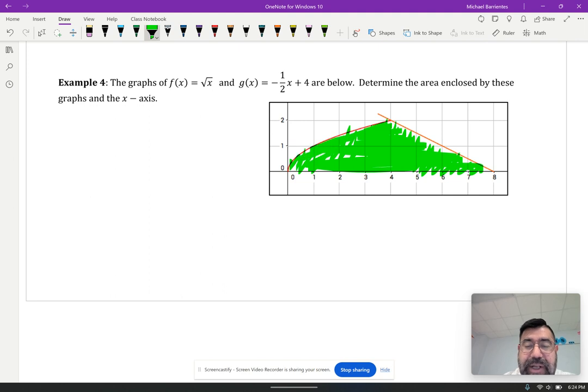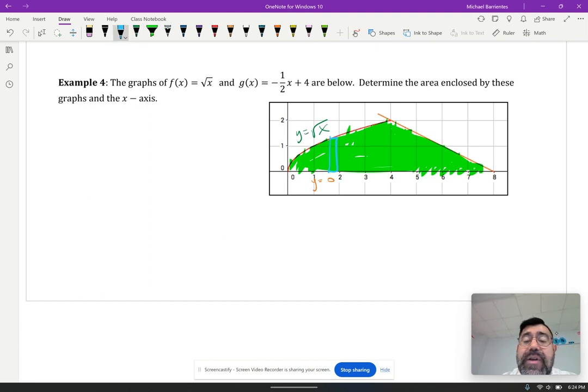Okay, so enough of the shading. This is what we're looking for. So again, I'm going to draw a representative rectangle. So here's my rectangle. I notice that the square root is the top function. So I'm going to do that in green. And the bottom function is the x-axis. That would just be 0. Y equals 0, right? This is y equals square root of x.